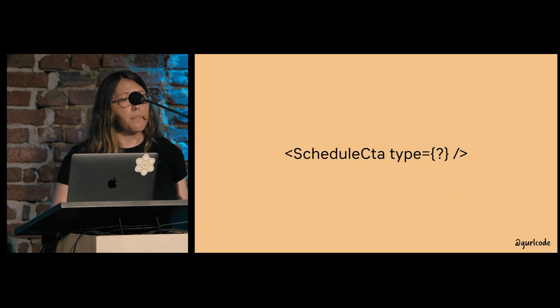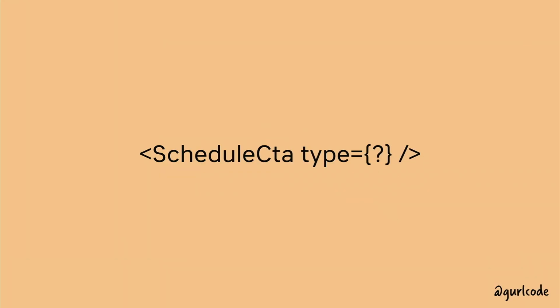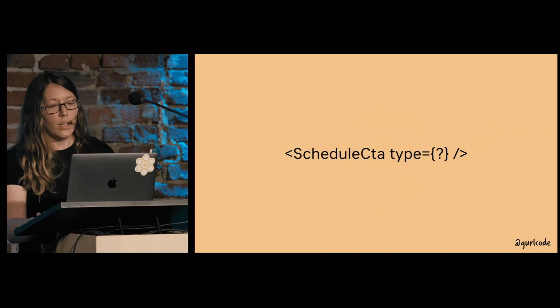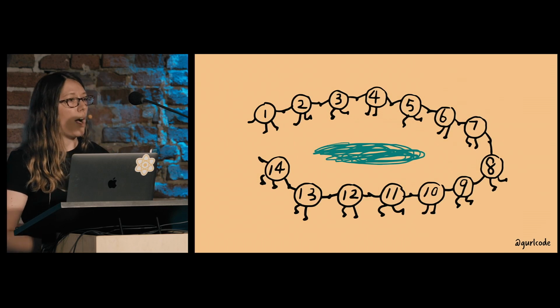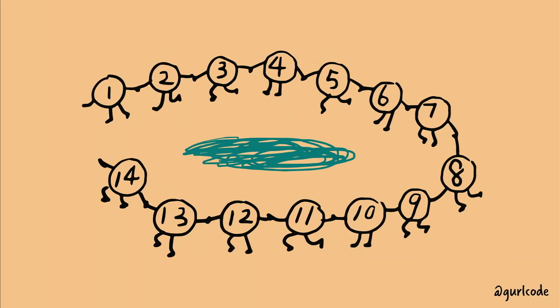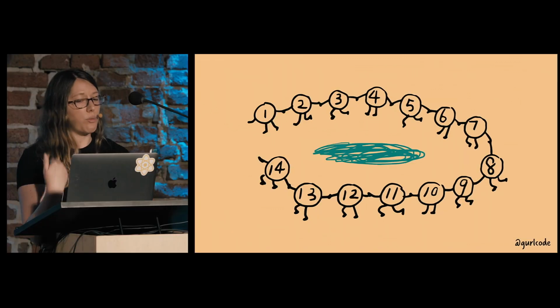We've made a fundamental change in the structure of this component because we pulled the logic out of it. So previously, the schedule CTA needed those 14 props to run some internal logic and then tell you what the CTA should be. But now, we've taken that render logic out.